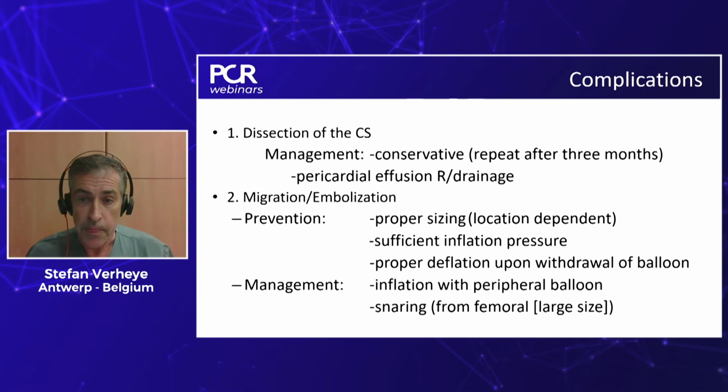Now, there are 2 things that I want to cover. Dissection of the coronary sinus, I mentioned that. If you have a dissection by your guiding or your catheter, just leave it. Don't do anything else. Bring the patient back in 3 months. It's going to be healed, unless, of course, you have an effusion where you have to do a pericardial drain. That's a difference. One of the 2 more important things here that can happen is migration and embolization.